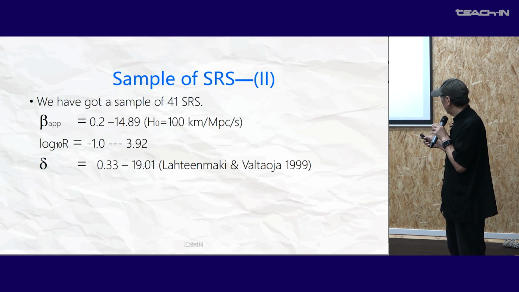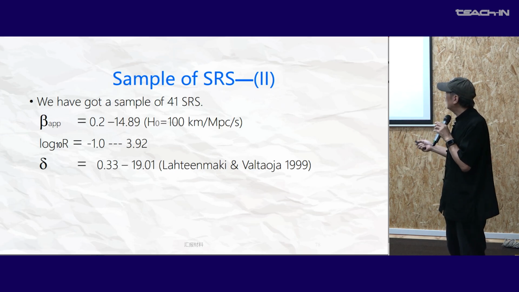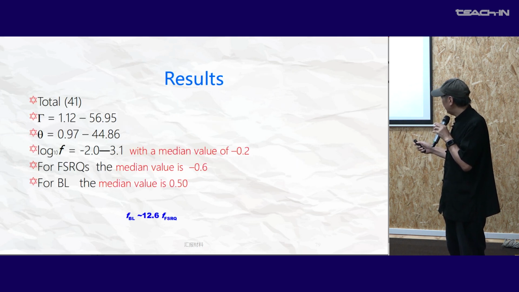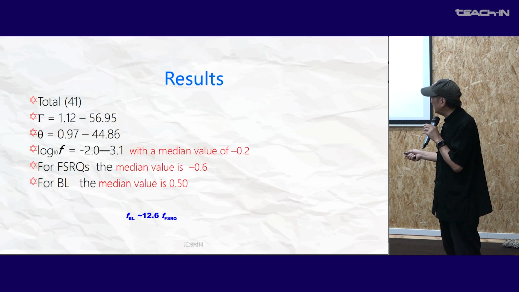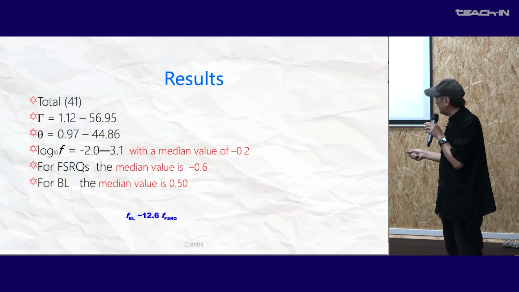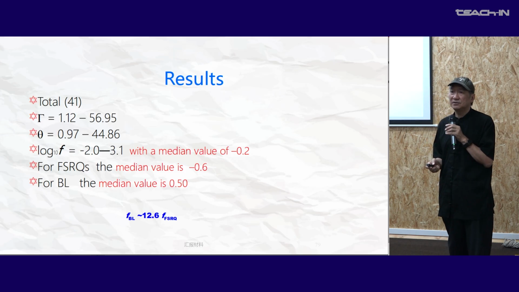Another sample, where we get 41 superluminal sources, that's the beta in this region, and this log R, we have this one. And the Doppler factor is from Vermeulen's work. So we can also use this sample to get the F for BL Lac objects and FSRQs. For this sample, BL Lac objects also have larger F than FSRQs.